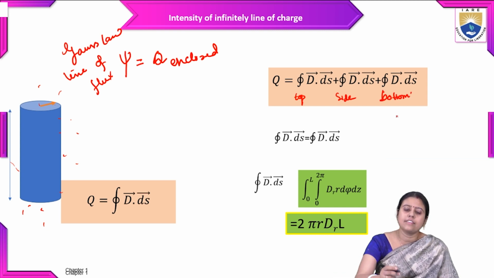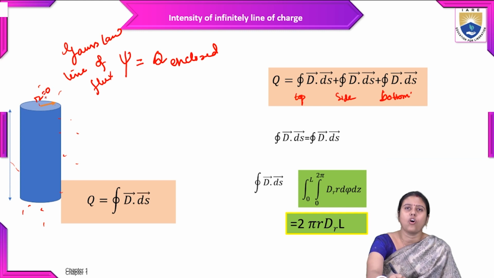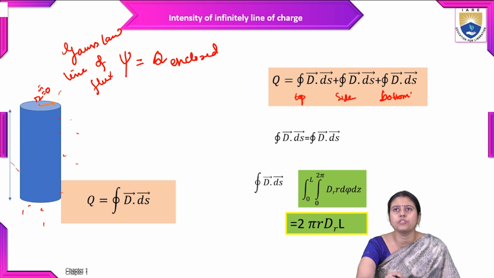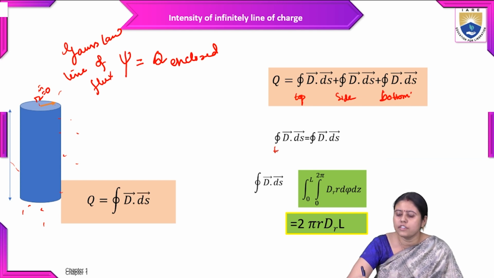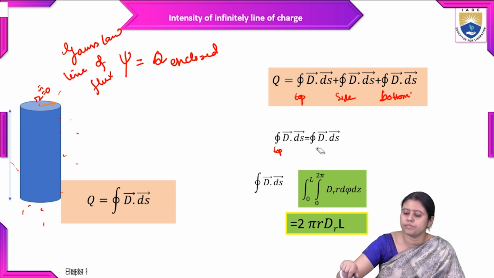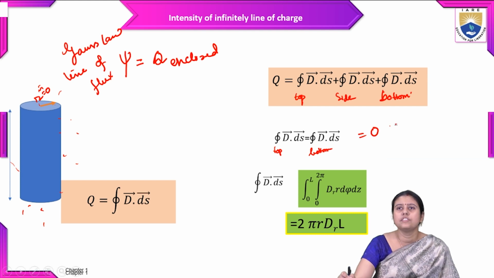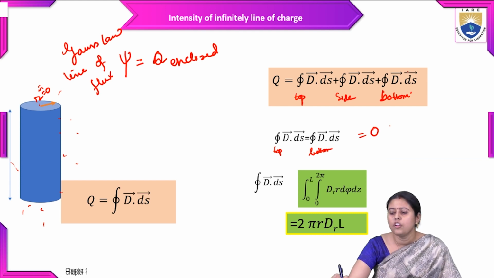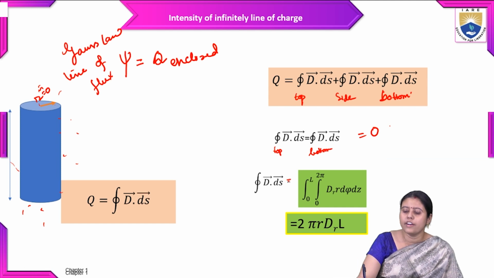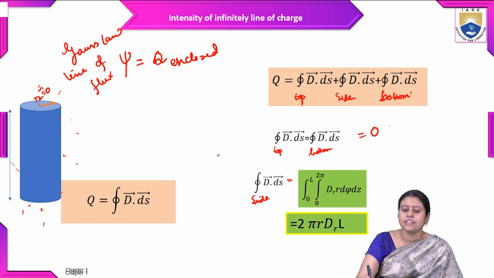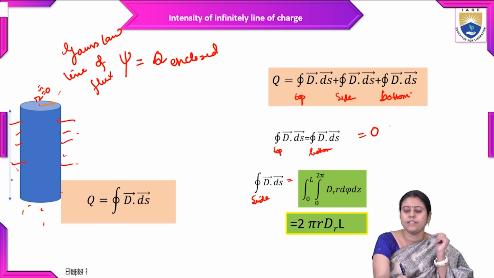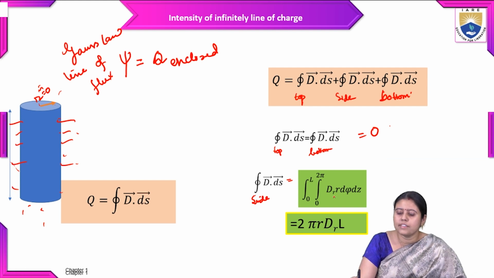And as I told in the previous slide, r is almost equal to 0, not exactly 0, but almost equal to 0. So D dot dS top and D dot dS bottom are equal to 0, very small. So what we are getting is D dot dS of the sides. And what is the equation? dr r dφ dz.